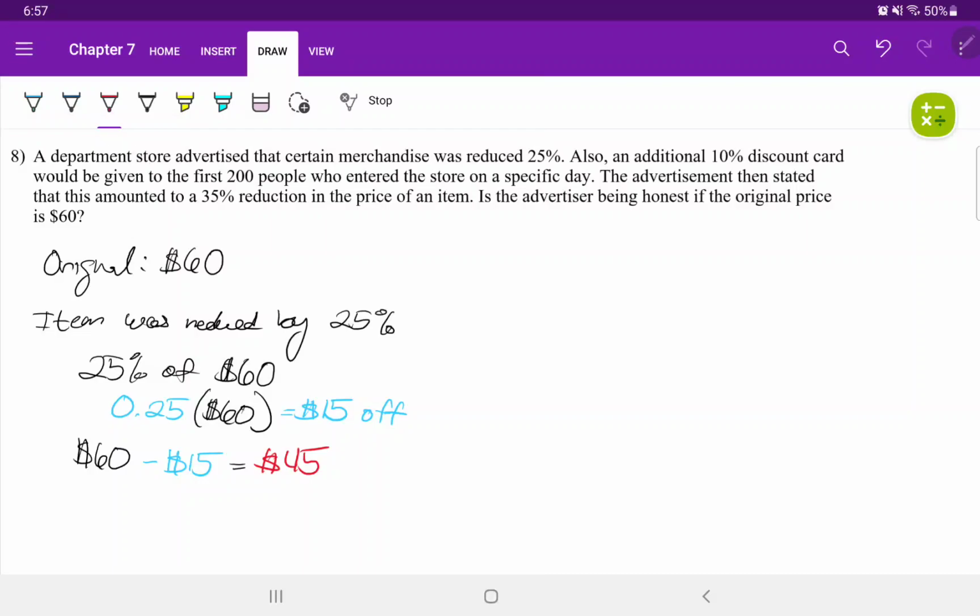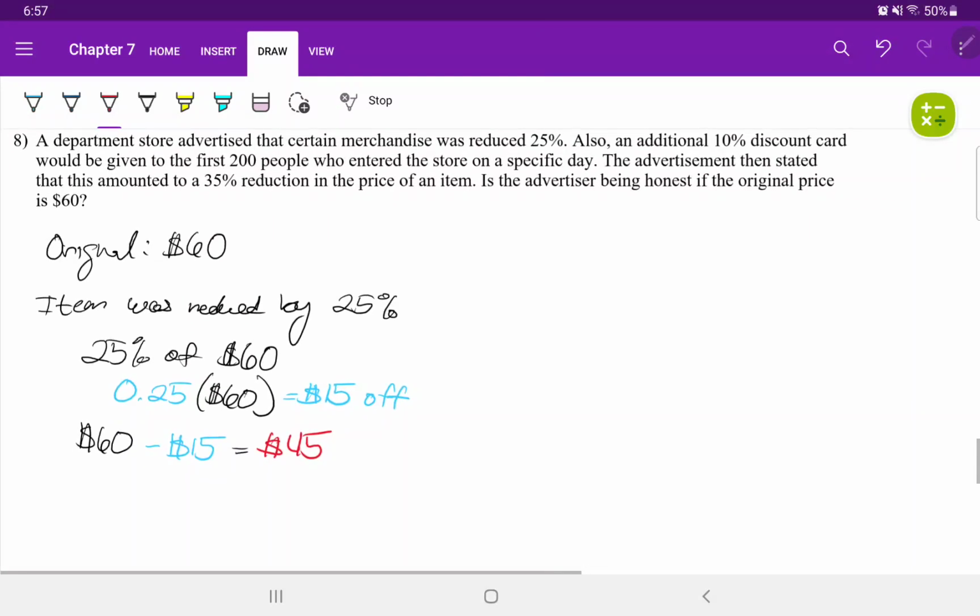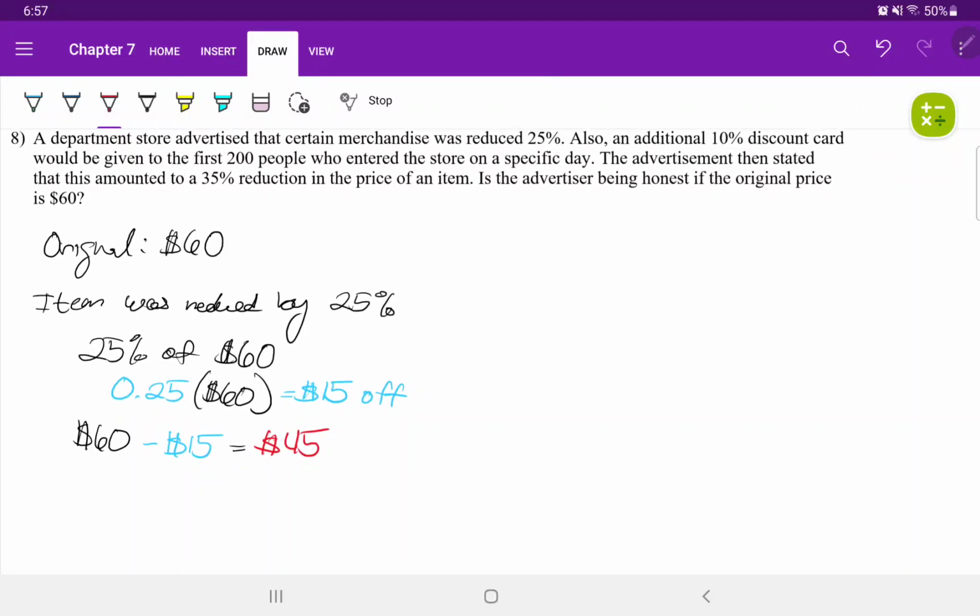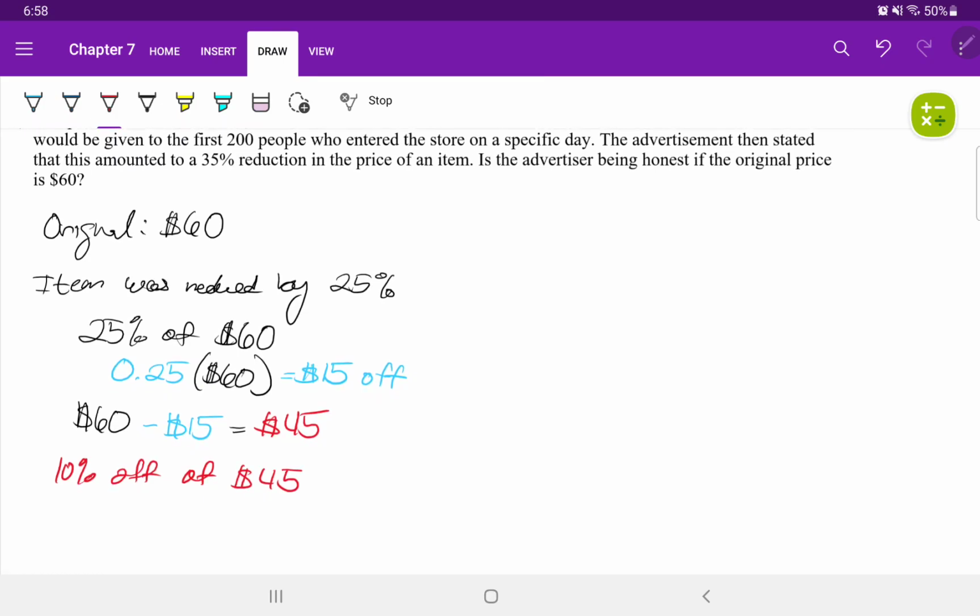Let's suppose you are one of the first 200 people to enter the store on a certain day. You have now obtained a 10% discount card. And if you use that 10% discount card, you're going to be using that on the new reduced price. You'll be taking 10% off of $45. Not of the original amount, but of the new amount. So to find 10% off of $45, I first need to find 10% of 45.